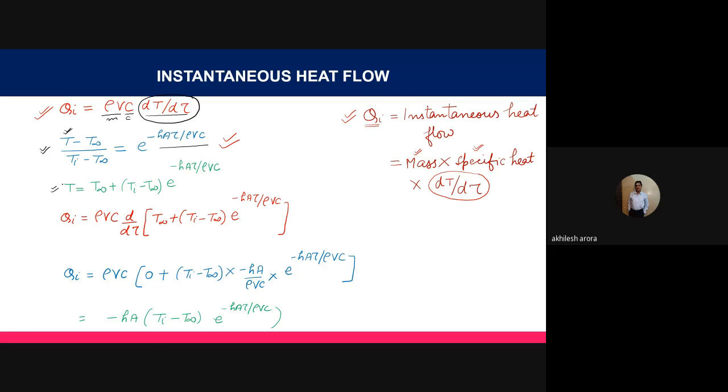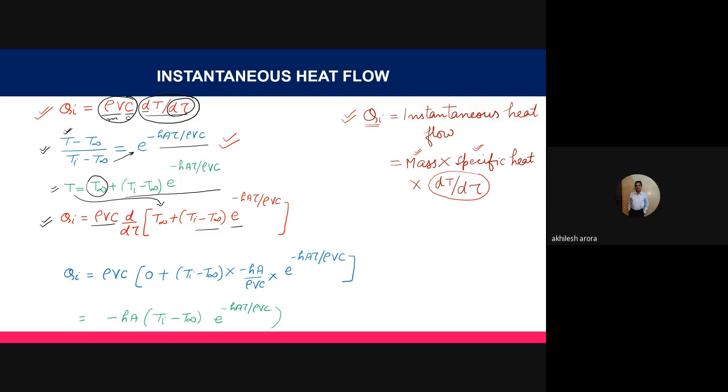So T will be equal to, you can first of all take this value on the right hand side, multiply it. So you will get this value, and then this T infinity will be added to this total term. So this is the value of T. So in the next equation, I write Qi is equal to rho Vc, d by d tau of T, and this is the value of T: T infinity plus Ti minus T infinity e raised to power minus hA tau over rho Vc.